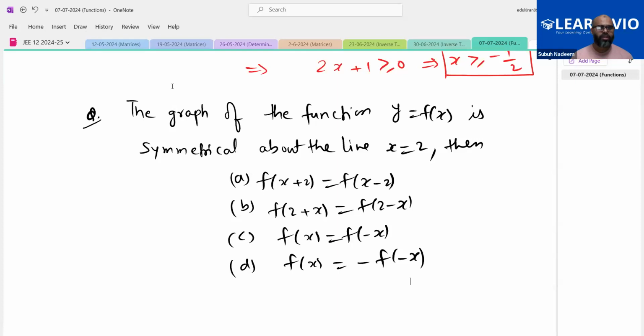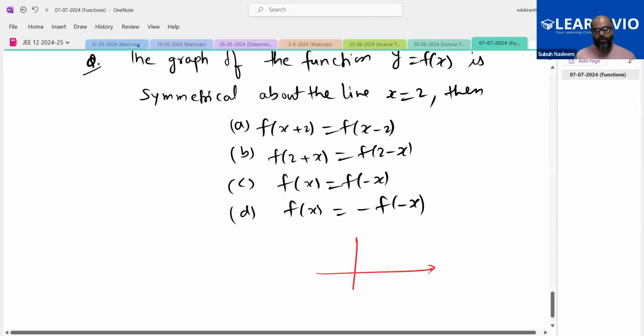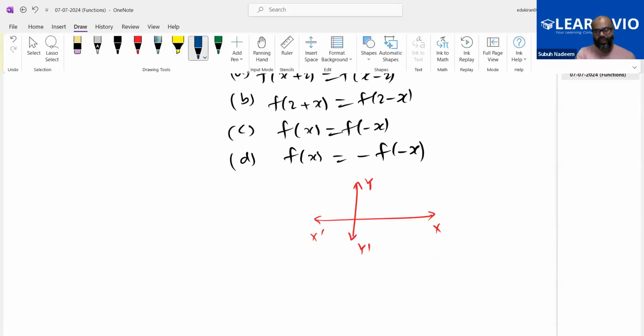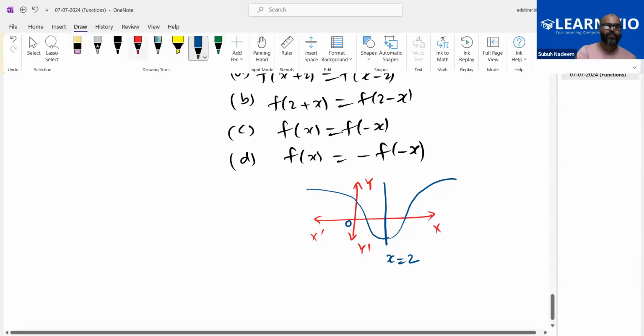So if you think in the graphical way, the function is symmetrical about the line x equal to 2. So this is the y-axis and this is the x-axis, and x is equal to 2 is this line parallel to the y-axis. And if the graph is like this, then it will go like this, symmetrical about x equal to 2. We have taken a random graph to understand.